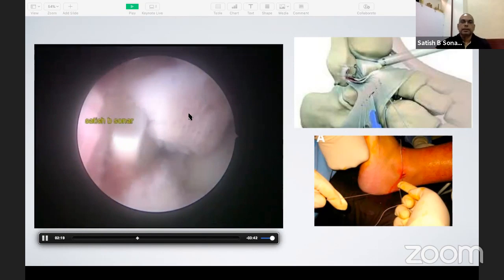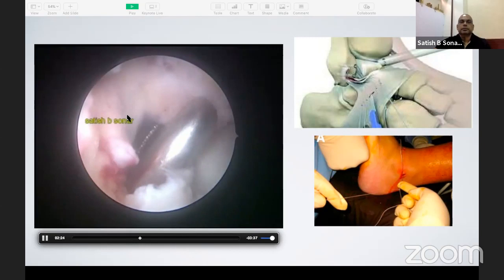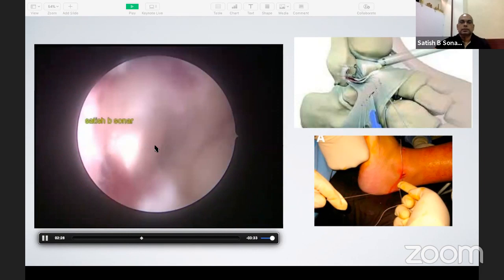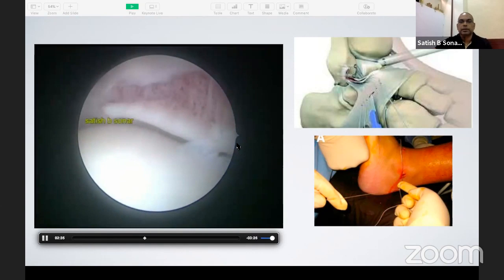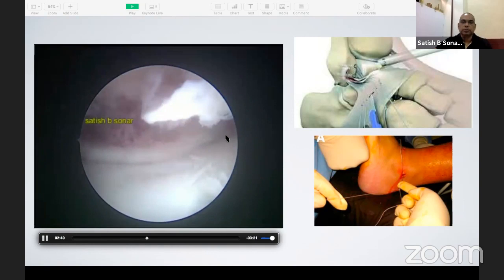This is the peroneus longus tendon. Then I smoothen out this area with the help of a shaver. I don't use a burr because a burr will cause more damage and remove too much of the bone, which I don't want.